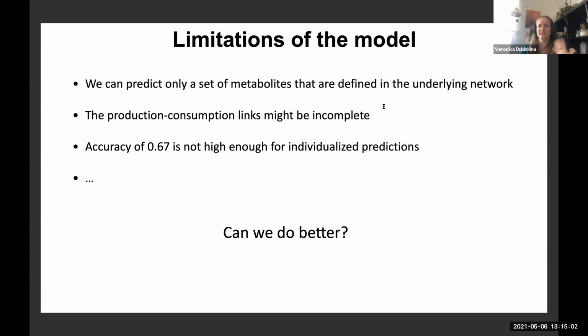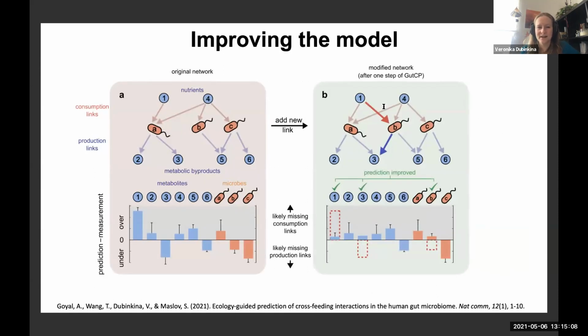So we thought, is there any way for us to do better? And this is how we arrived at the second phase of this project, where we try to improve the model by using all those omics data sets to actually improve the underlying network of the model. And the idea goes as follows. Assume that you start with the original network and you have a certain level of predictions across all individuals in a cohort.